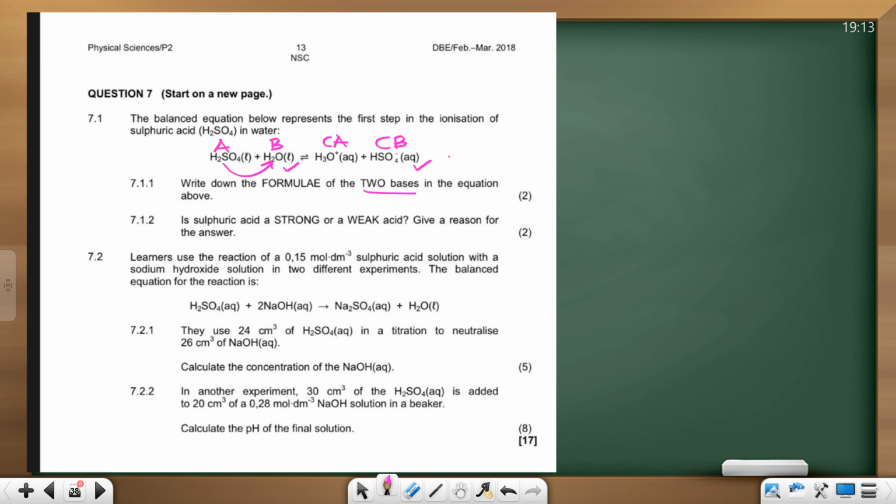Sulfuric acid is strong or a weak acid? Ionizes completely. Wrong. You must finish it. You must give it. To produce a high concentration of hydronium ions.